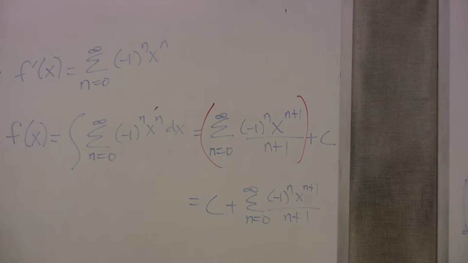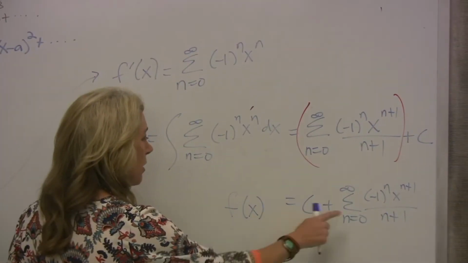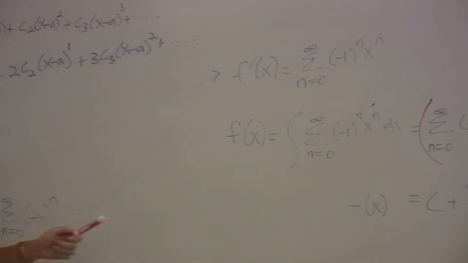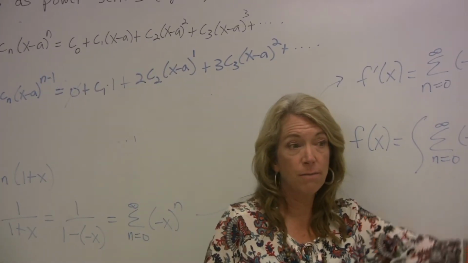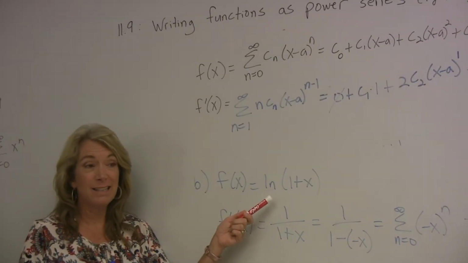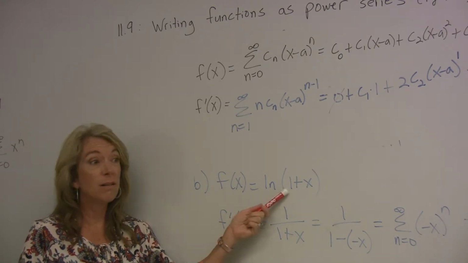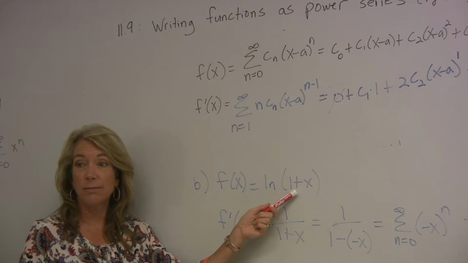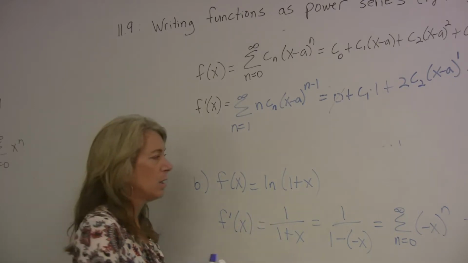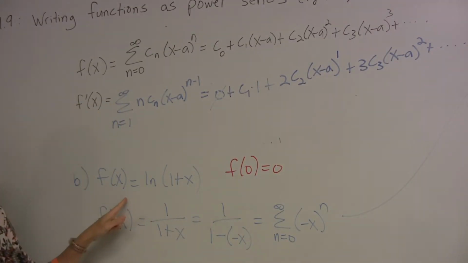And then we need to find out what that c is using the original function. So we now have the function here. If this function equals that series, when I plug any x in here, I should get the same answer that I do over here. Tell me an x to plug in here that would make the answer come out really nice. 0. If x equals 0, what's the natural log of 1? 0. So we know that f of 0 equals 0, just by plugging 0 into this function.